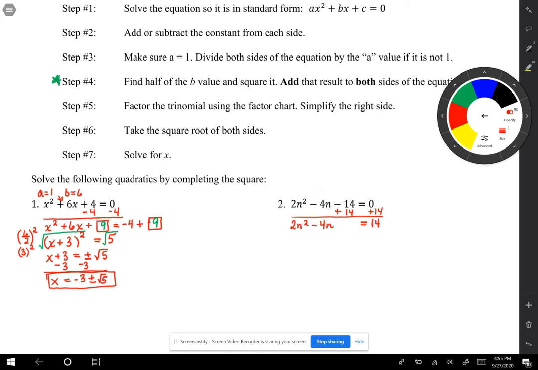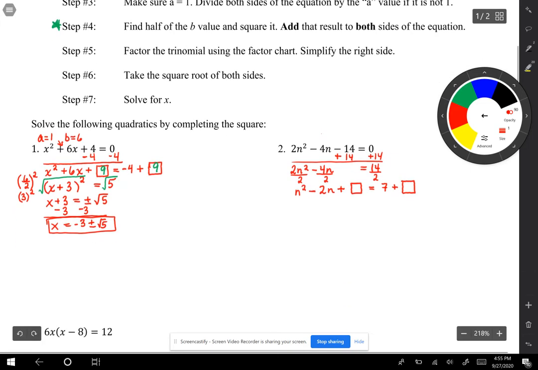Okay, step 3, make sure A is equal to 1. It's not. Because A is 2, we want to divide everything by 2. So divide by 2, divide by 2, divide by 2. And so you have n squared minus 2n plus, because you're completing the square, draw a square. 14 divided by 2 is 7, and plus another square. So you don't draw out the square until A is equal to 1. And that's why I didn't identify A in that particular problem. I just did it in the first one just to show you.